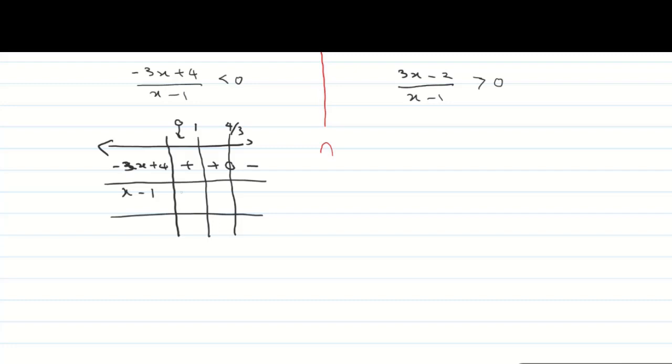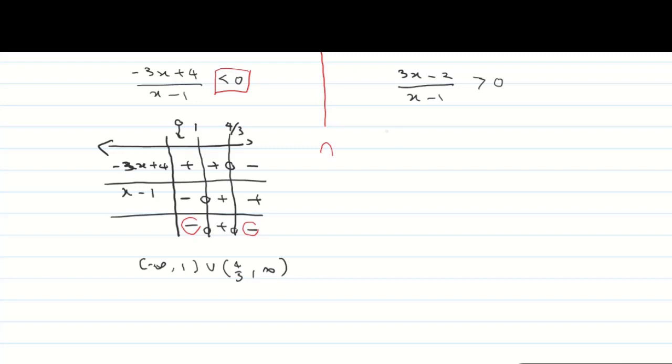For the second one, x minus 1, 1 will make it 0. So 0 minus 1 is negative. So the right side should be positive. So negative, positive, negative. Here we want to find the negative value. So the answer is in this interval. So the solution for the first inequality is from negative infinity to 1 union 4 over 3 to infinity.